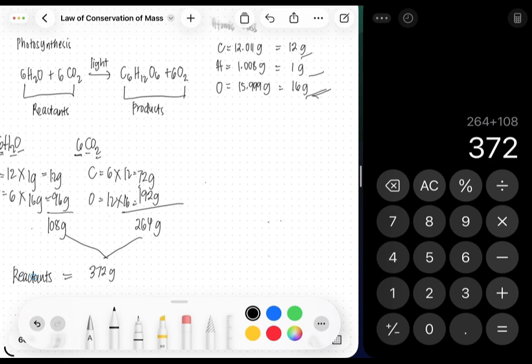Now we compute for the total mass of the molecule C6H12O6 for the products. And here we get carbon, hydrogen, and oxygen. So we have 6 carbon, 12 hydrogen, and 6 oxygen. Multiply that to the atomic mass. So carbon is 12 grams, and then hydrogen is 1 gram, and oxygen is 16 grams.